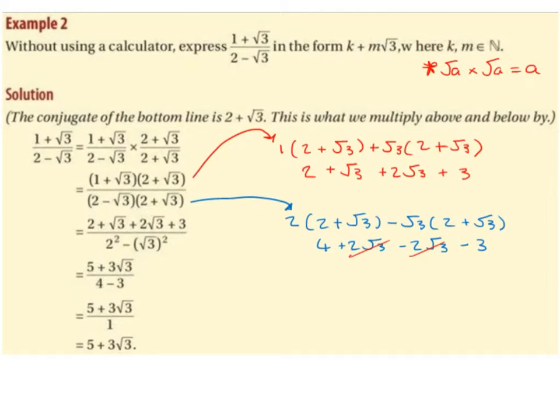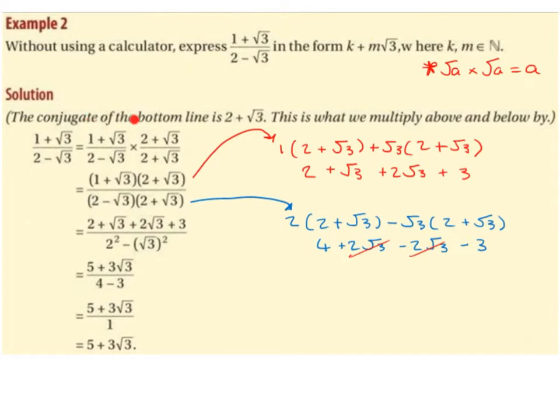and the denominator is a compound surd, so containing two terms. So without using a calculator, express 1 plus root 3 divided by 2 minus root 3 in the form of k plus m root 3, where k and m are elements of the natural number set. So k and m must be positive whole numbers. Now, very important to note that root a times root a will always give us a.